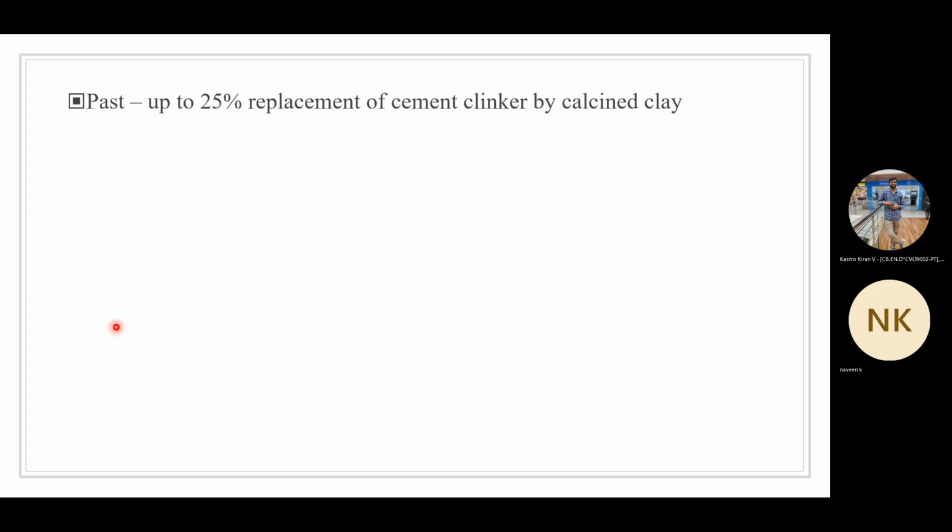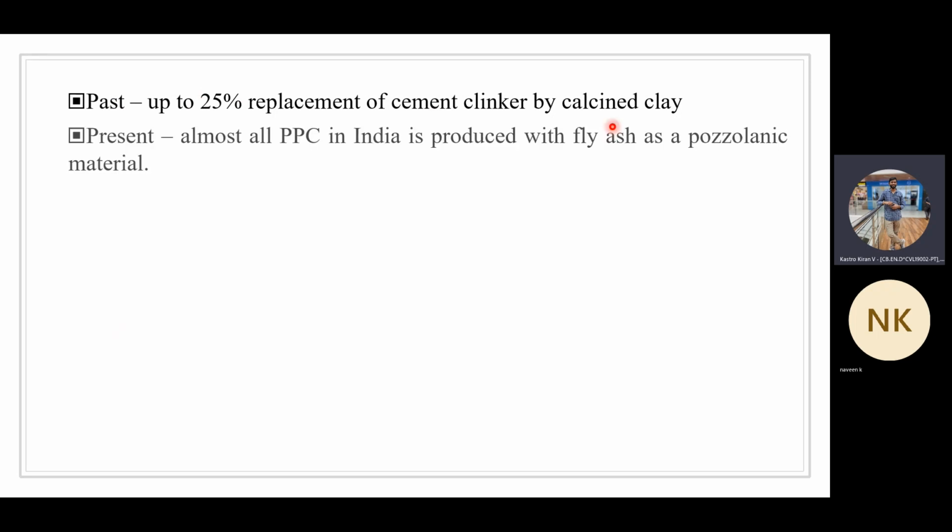In the past, we used to go up to 25% replacement of cement clinker by calcined clay, but nowadays almost all PPC in India is produced with fly ash as the pozzolanic material. So we don't have any calcined clay being added. As I was telling in the beginning of the class, most of the construction companies have adopted this particular type of cement, PPC cement. Yes, it has better properties and better indications for the concrete strength, everything is fine there. So that's why people started using this PPC cement.